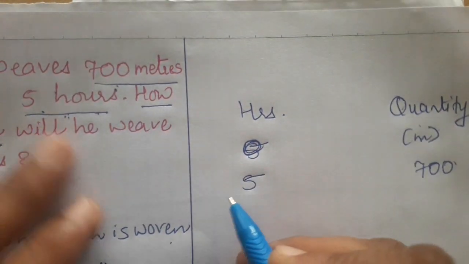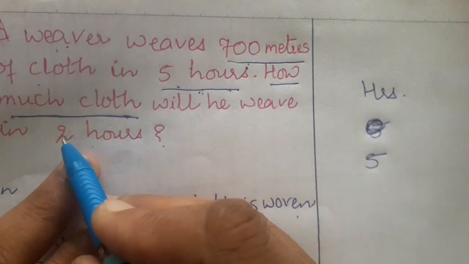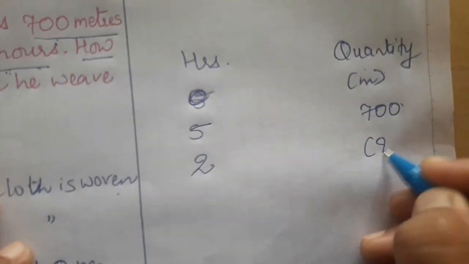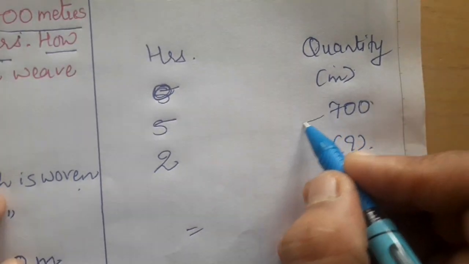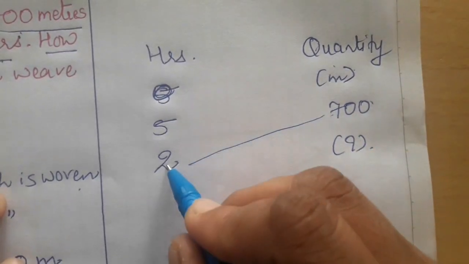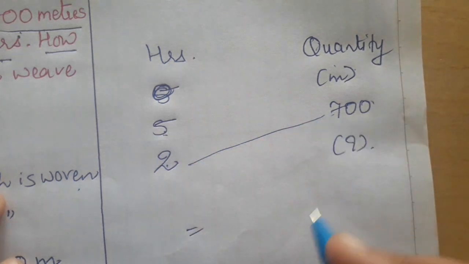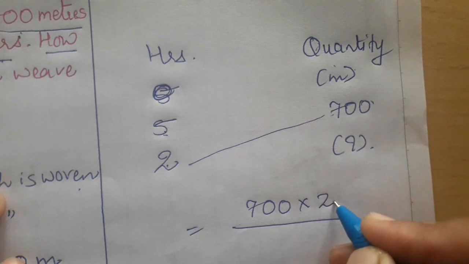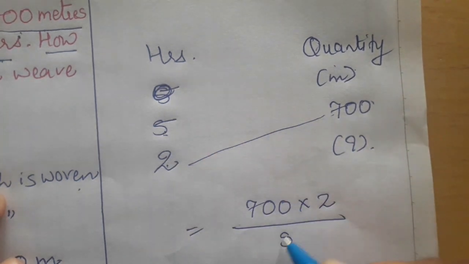Fine. And then you have to find in 2 hours how much. So write here 2 hours how much. And then the numerator can be the product of these two numbers and this will be your denominator. So write the numerator as 700 into 2 and the denominator is 5.